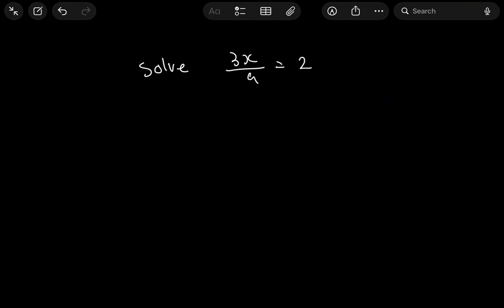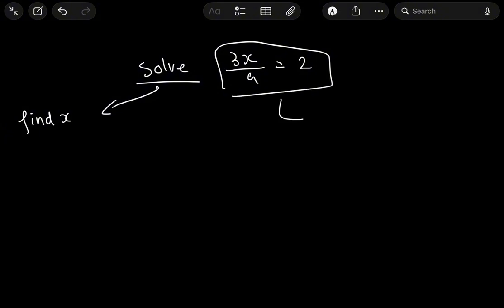Here is another example of the same topic. Just because the layout is different doesn't mean that the method is different. Solve, we know that means find x. x in this situation is being multiplied by 3 and divided by 9, which we know is equal to 2 as it's written there.